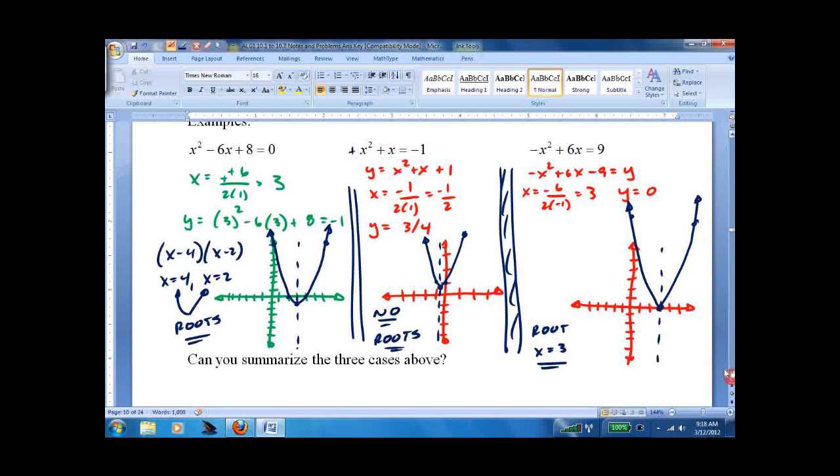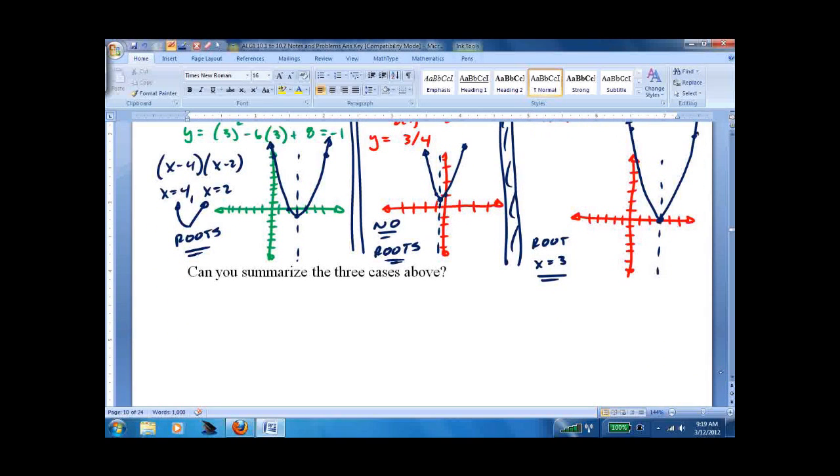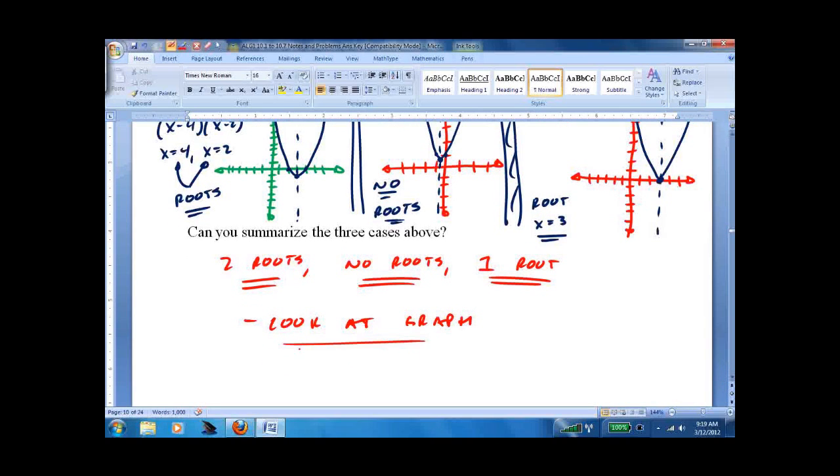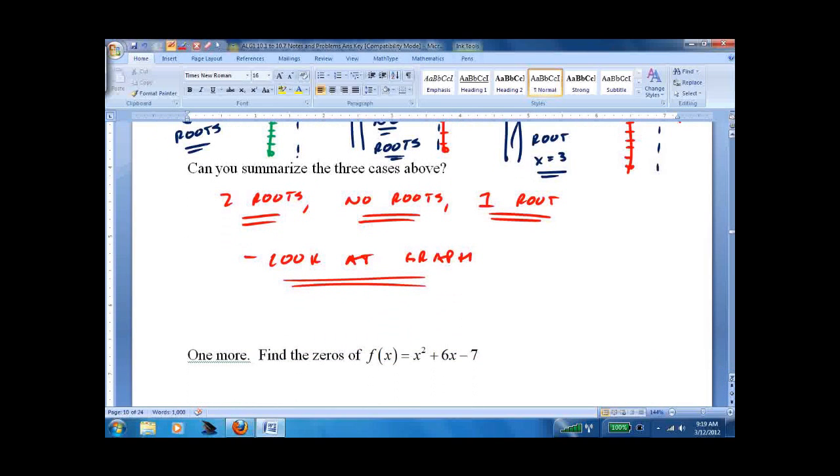So we've got 3 cases here. 3 very clear cases. 2 roots. No roots. Or 1 root. And don't get confused. Just look at the graph. Use what you know about graphing, axis of symmetry, vertex, intercepts, and then if necessary, factoring, and figure it out. So, that's it. Let me give you one more to try.